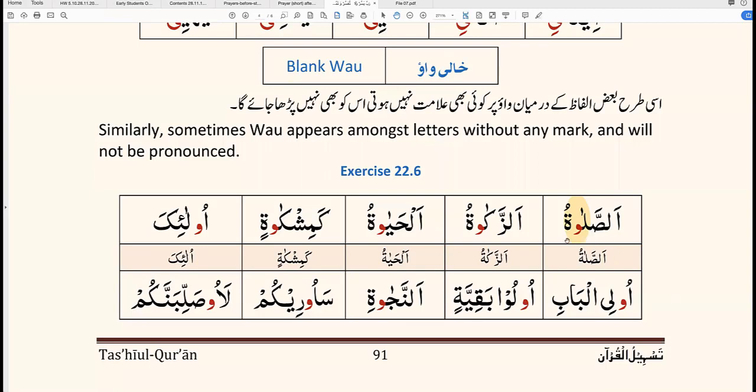Okay, so let's go through here again. As-salatu. As-salatu. Az-zakatu. Az-zakatu. Al-hayatu. Al-hayatu. Kamishkatin. Kamishkatin. Ulaika.